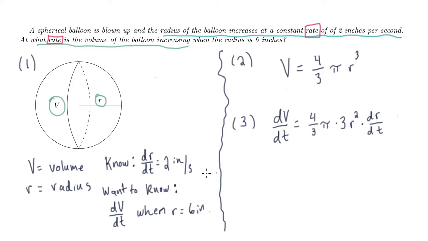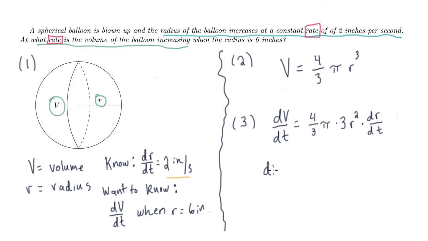Well, okay, what's dr dt? I know dr dt. dr dt is right here, 2. And then what about r squared? Well, that's what this sentence is for right here, when the radius is 6 inches. So we don't just want to know dv dt at any time. We want to know dv dt specifically when r is 6 inches, because dv dt may not be constant. And in fact, it is changing here. It actually depends on the radius. So we want to just set r to be 6, dr dt to be 2, and let's see what happens.